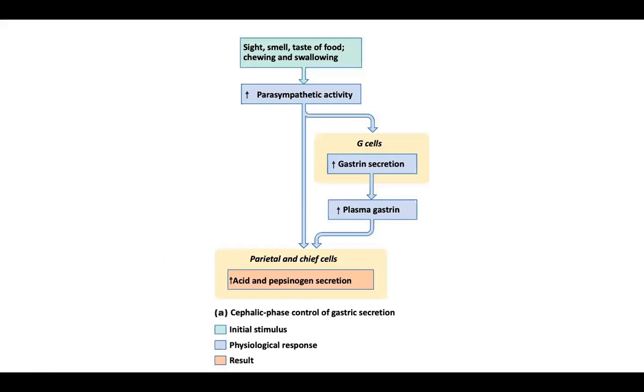Okay, just to look at that in this flow chart fashion here. So the sight, smell, taste of food stimulates the parasympathetic system. That is going to stimulate gastrin release from the G cells. And then both of these things will help to stimulate acid and pepsinogen release. So the parasympathetic system in a direct fashion, but then in an indirect fashion with the help of gastrin.